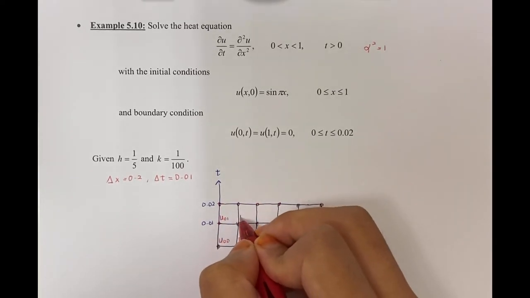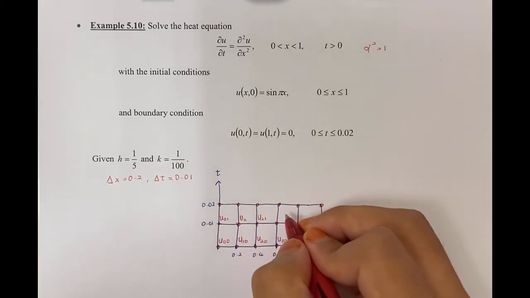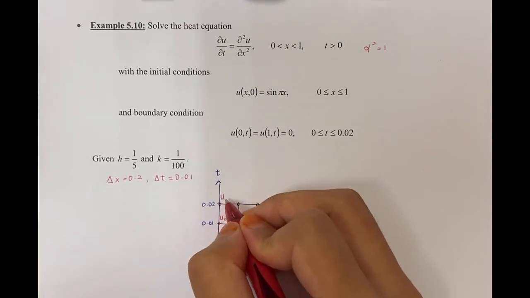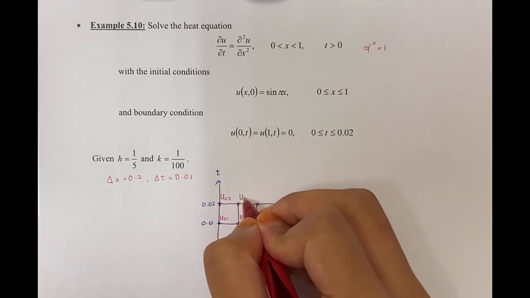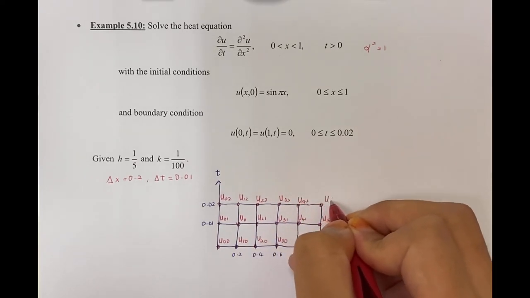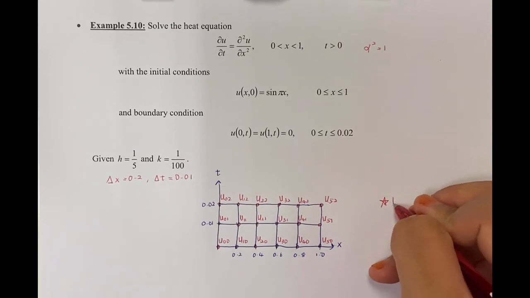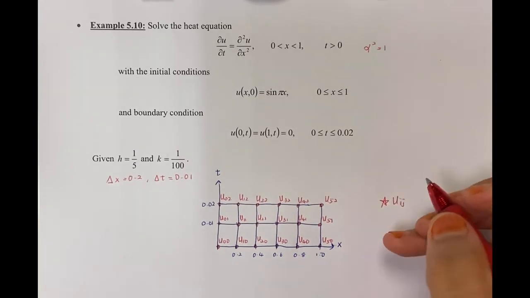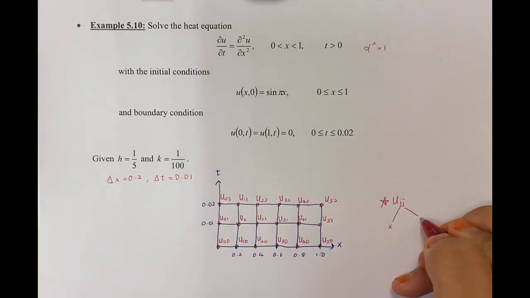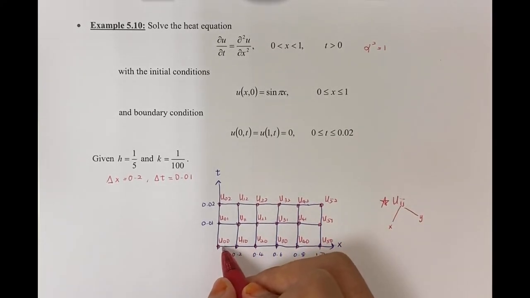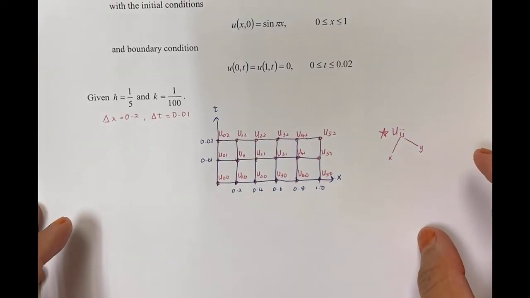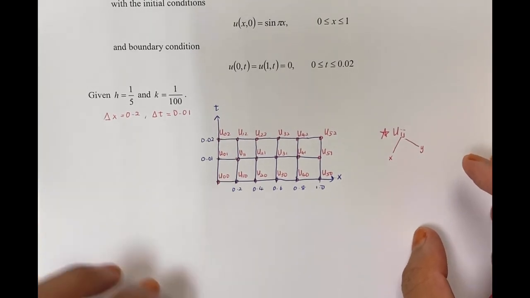u01, this is column 0, u11, u21, u31, u41, u51. Then the second row, u02, u12, u22, u32, u42, u52. Then you need to know what is the definition of this u(i,j)? i is the position of x and j is the position of t. Okay, so if you have u00, this is the position where i is 0, j is 0. For this one, i is 4, j is 2. Okay, once you have the mesh grid, you need to substitute the boundary conditions.